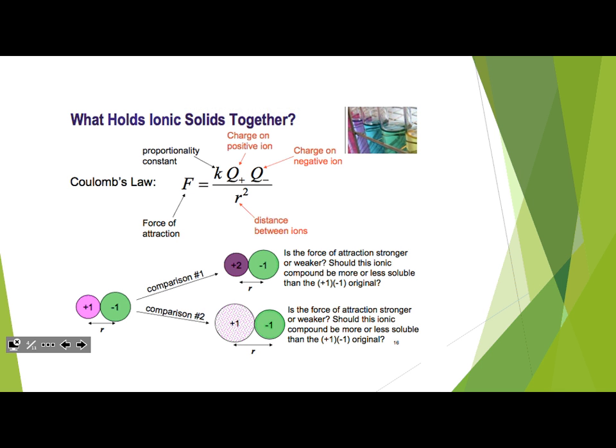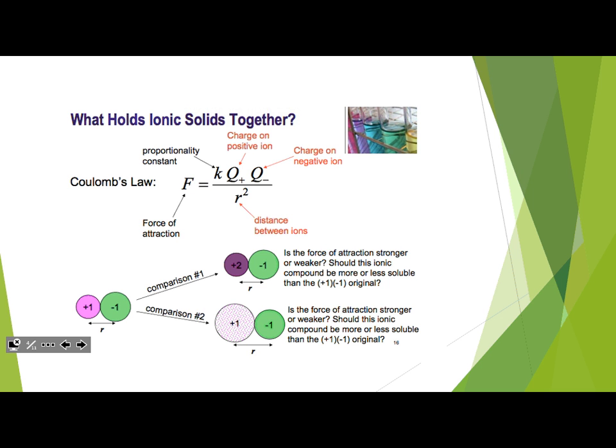Now, in comparison 2, we have to be a little bit careful. Notice that the charges are all the same, so we can't look at charge difference. The charge difference is identical from our original sample to our comparison 2 sample. So now we have to look at the r, the distance in between the ions.